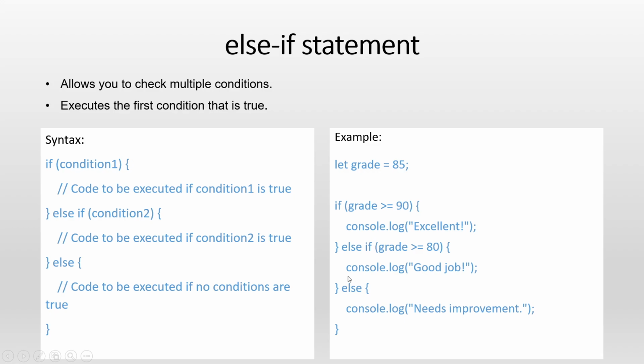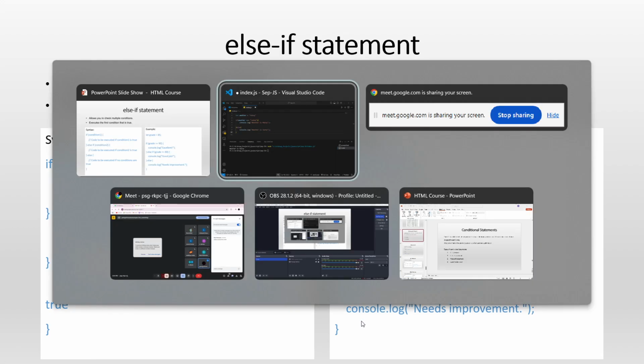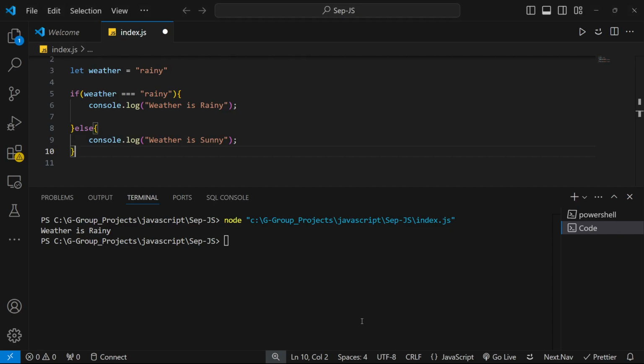Even if we have the next code, like grade greater than 70, that code won't be executed. I will show you an example also. Next, if this else if condition also becomes false, this last part of the code is going to get executed. We will see all these three conditions. Okay, so I will remove this example.